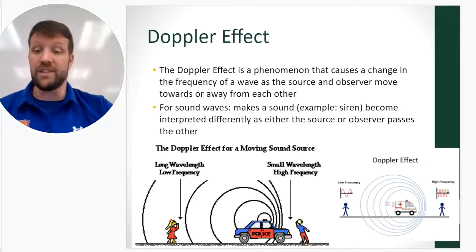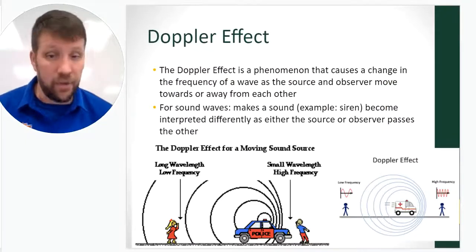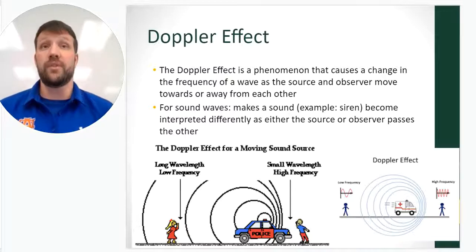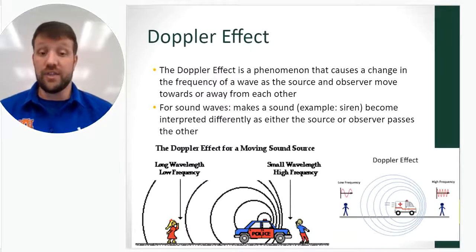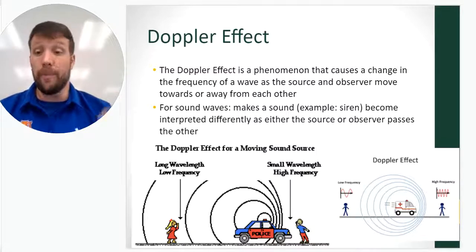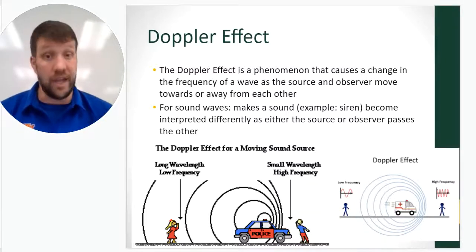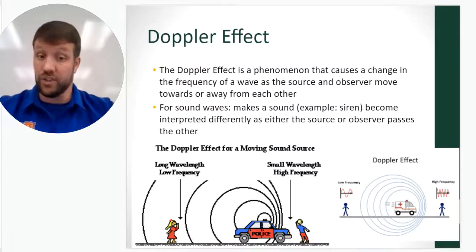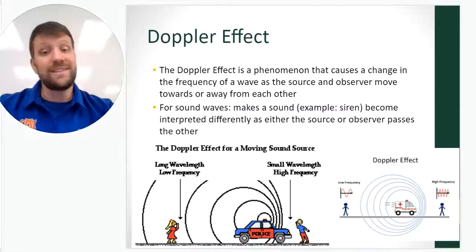The next thing to talk about is a really interesting one here. It's known as the Doppler effect. And you have experienced this phenomenon. If you've ever been driving down the road and you've had some sort of car, whether it be a police car or an ambulance or a fire truck, go by you with its siren blaring, you've noticed that as it's coming up on you, it has a slightly different sound than when it goes past you. Okay? This is known as the Doppler effect.